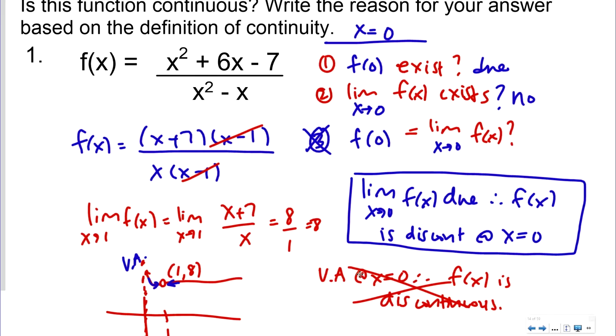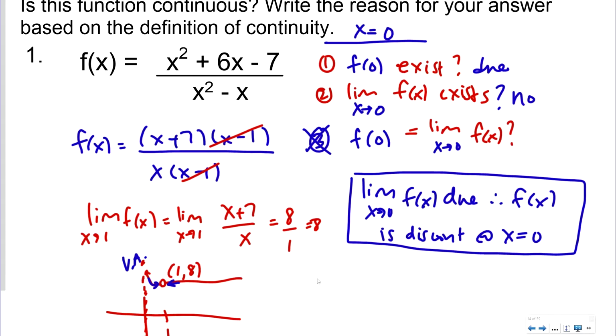It asked you to use one of these three things and disprove it, or show that one of these things is not true, in order to say that a function is discontinuous at a certain point. Okay, so please don't just write it's a vertical asymptote or it's a hole. I know it is, and I know you're right, but that's not what we're trying to do here.